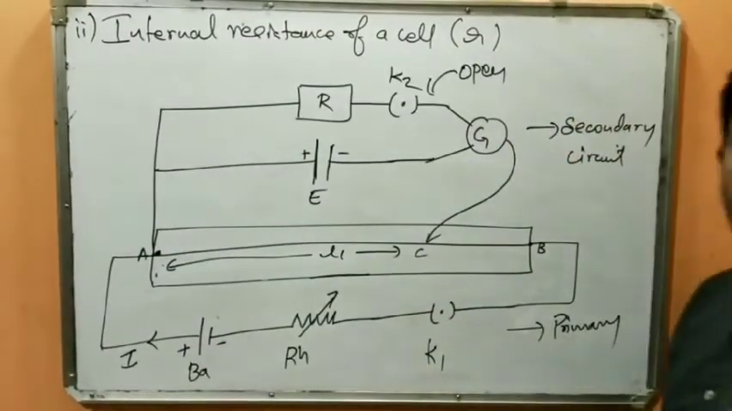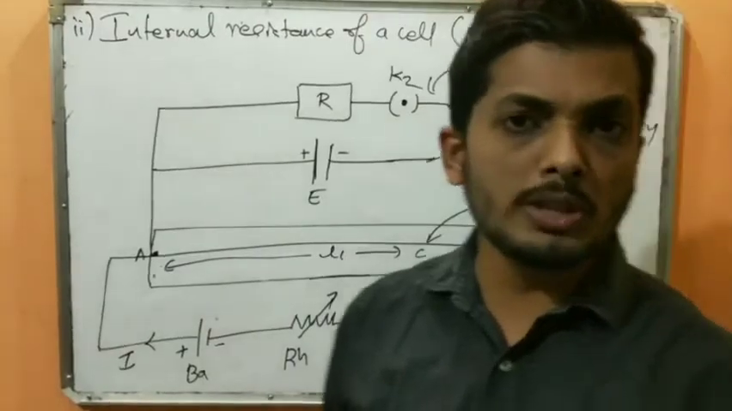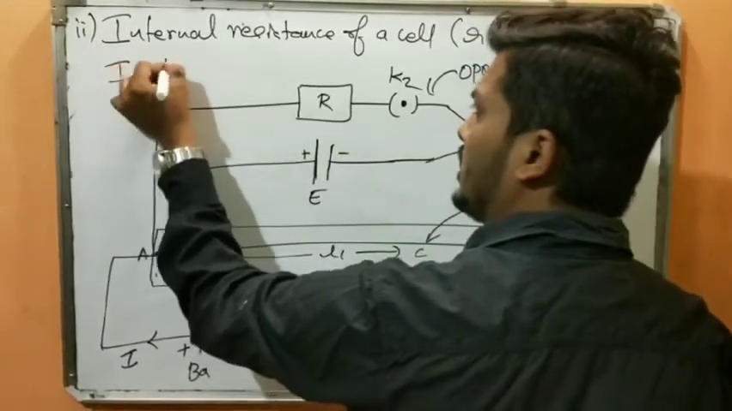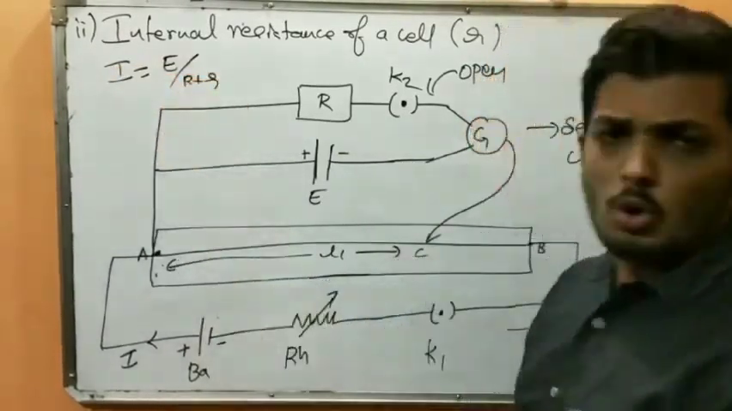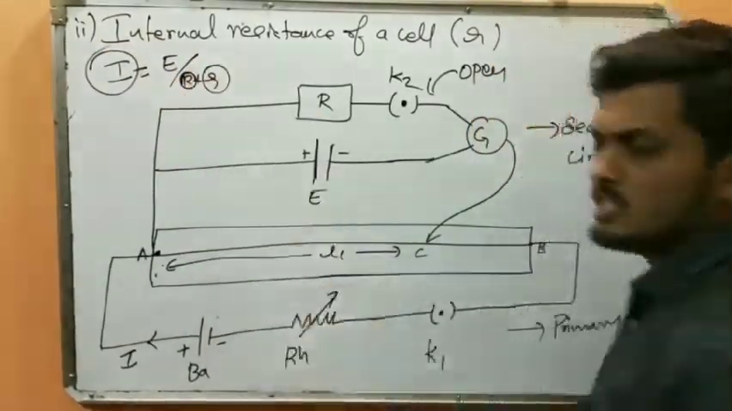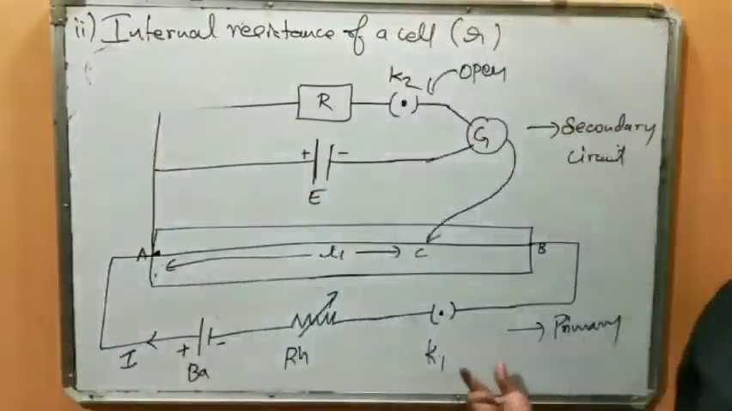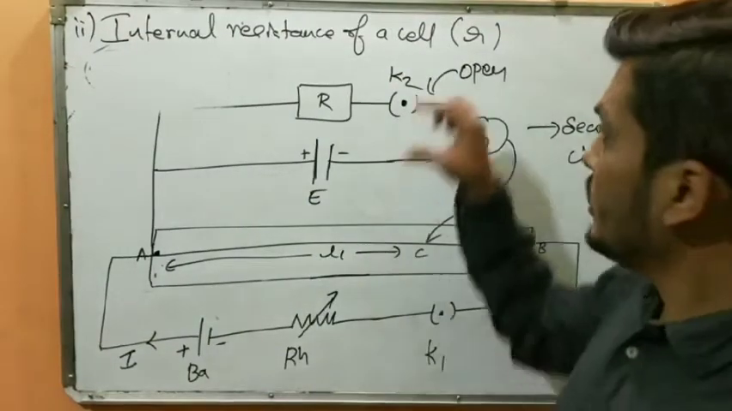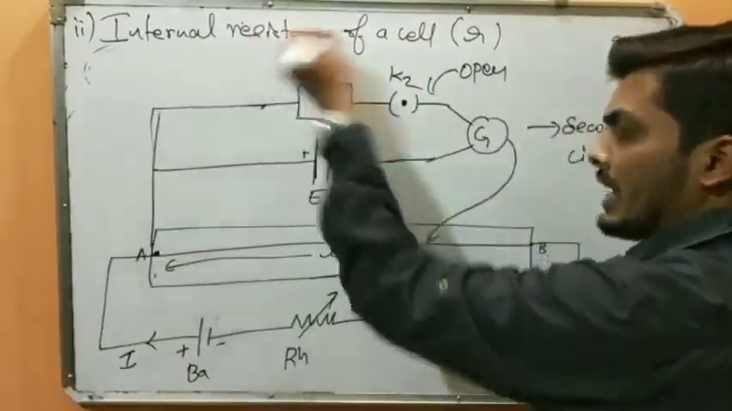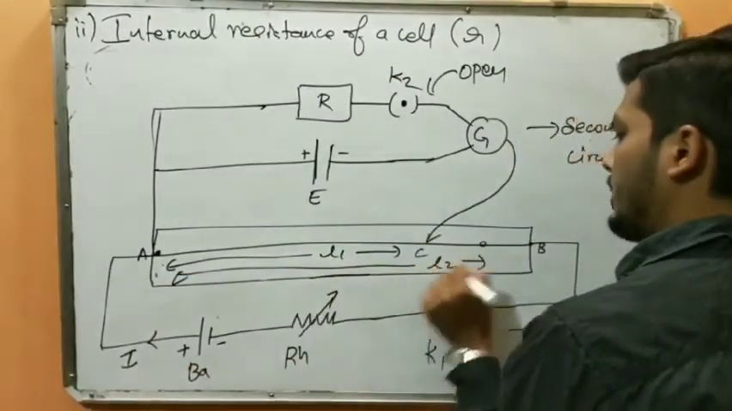Now second, I will close both K1 and K2, because if you remember internal resistance, at least you know this, I equals E divided by R plus r. What is this I? I is the current through the cell. It depends upon the external resistance R and the internal resistance, small r. So first, it is very important to note down the balancing length L1 due to the primary circuit. Now second, I will close K2. Whatever current is flowing, that current is flowing through this secondary circuit. Then again I will find the balancing length. I may get it somewhere here, and I'll name it L2.